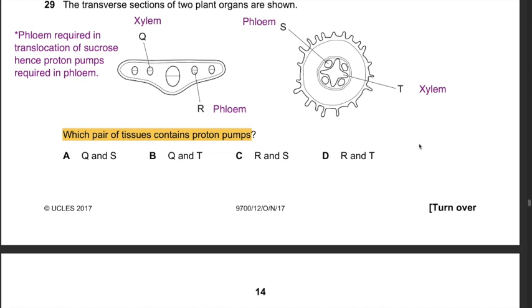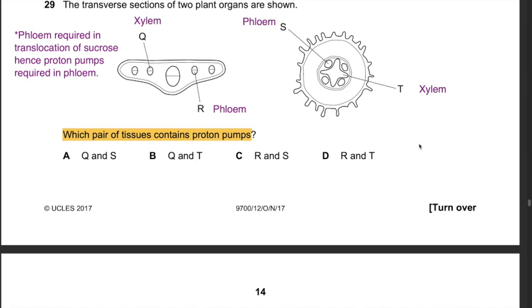Question 29. The transverse sections of two plant organs are shown. Which pair of tissues contains proton pumps? I have labeled over here which one represents the xylem and which one represents the phloem. So Q and T represent xylem, R and S represent phloem. And phloem is required in translocation of sucrose, and translocation of sucrose obviously does require proton pumps. So proton pumps are only required in phloem tissue.